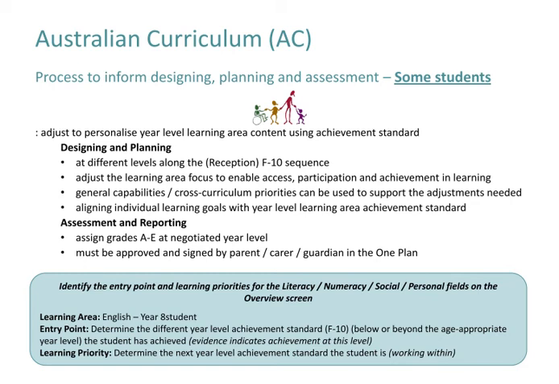Discussion needs to occur with parents, carers, guardian, when the student is working within a different year level achievement standard other than their peers. This must be approved and signed by the parent, carer, guardian and recorded in the One Plan.